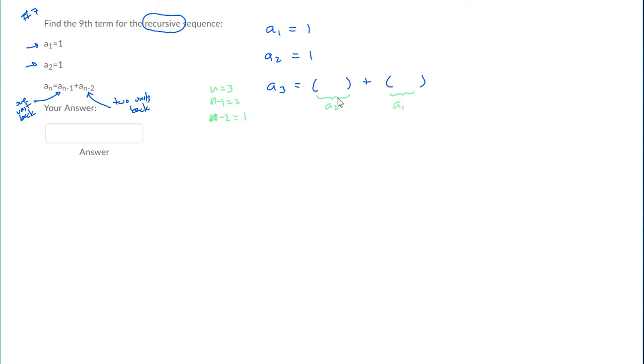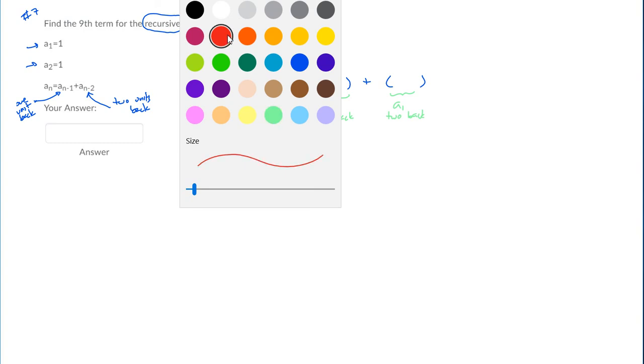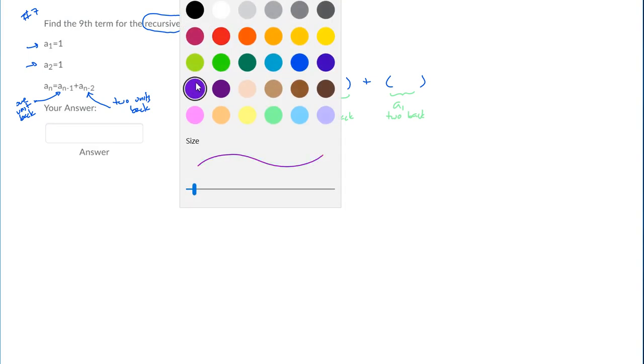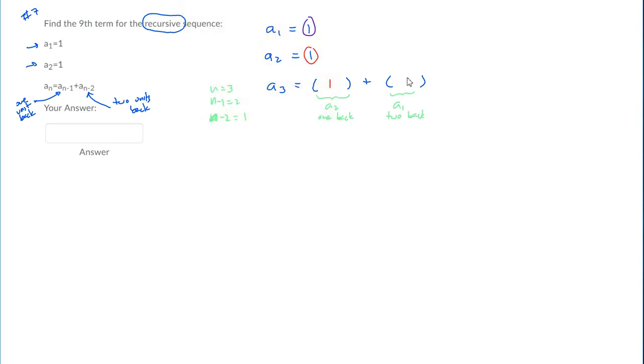Okay, this is 1 unit back from the current. This is 2 units back from the current. Current is A3, so if I go 2 back, I get to A1. 1 back gives me A2. Now, do I know the value of A2? They gave it to me, right? So I know it. It's a 1. Do I know the value of A1? Well, yes, I do. They gave it to me right there. And can I add those up? That's easy peasy, right? 1 plus 1, I'm getting a 2.